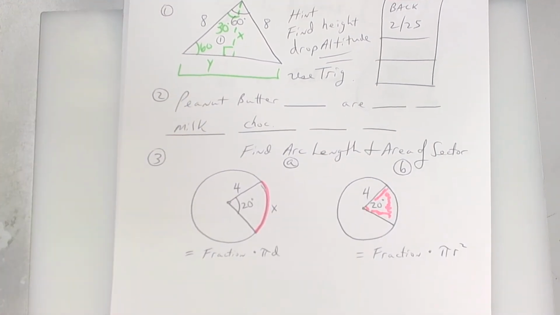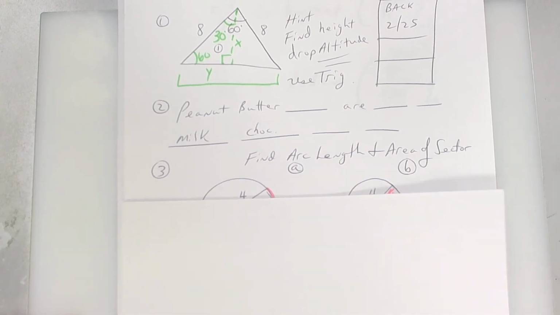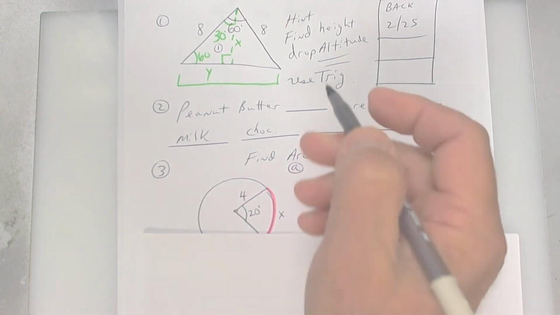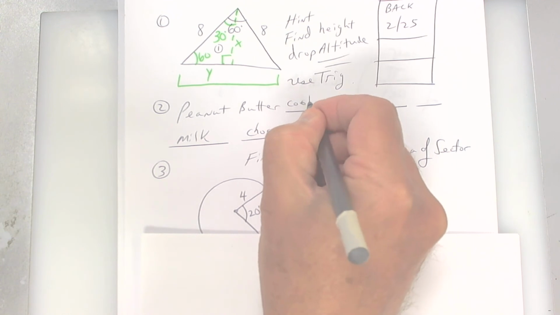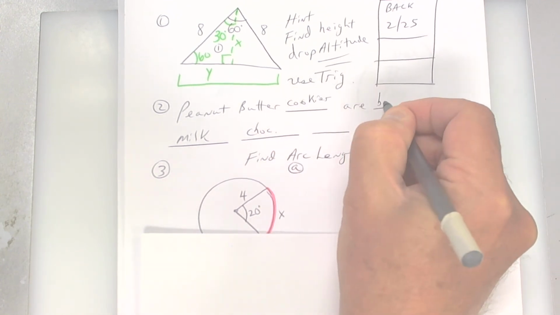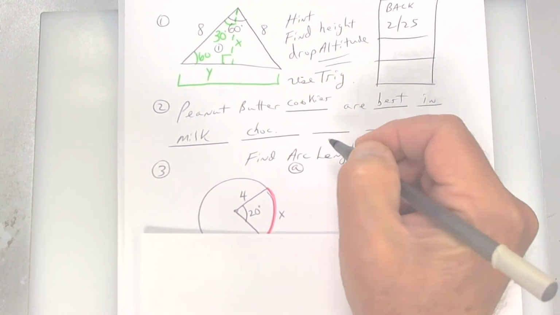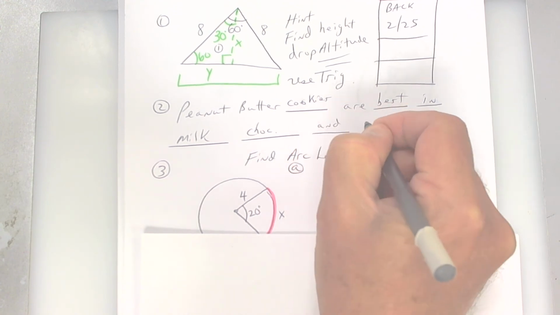This one right here, peanut butter cookies are best in milk chocolate and Ovaltine.